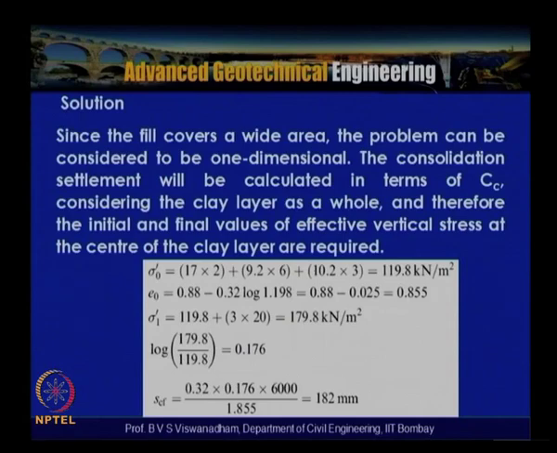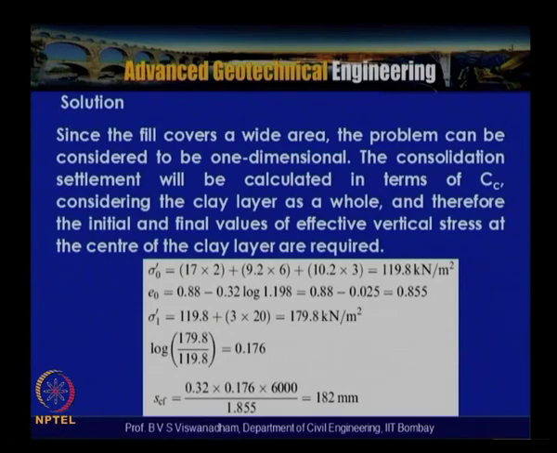In this particular problem we will stop here, having discussed how to determine the final consolidation settlement. This is only part of the problem, in which we calculated the settlement as if the clay undergoes consolidation; the total consolidation settlement will be 182 mm. Further, we have to account for the time required for placing the fill on the soil, which is about 1 year. So we have to do a construction period correction.